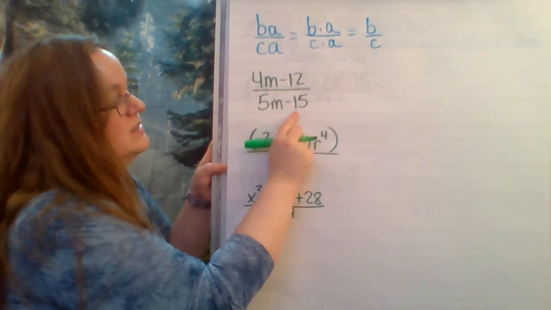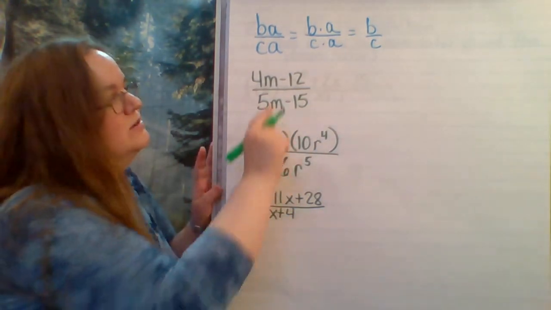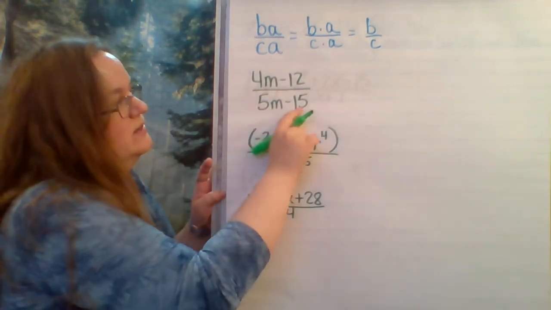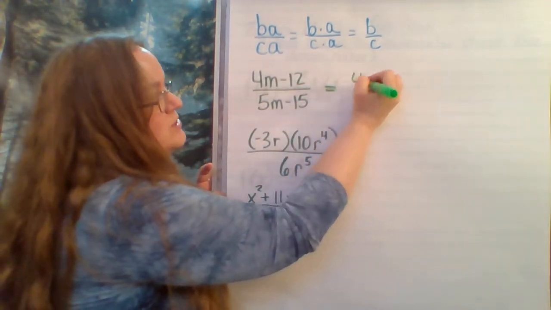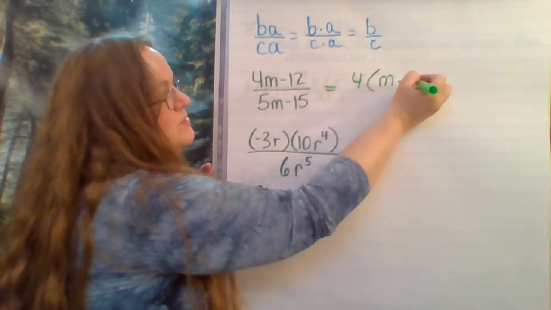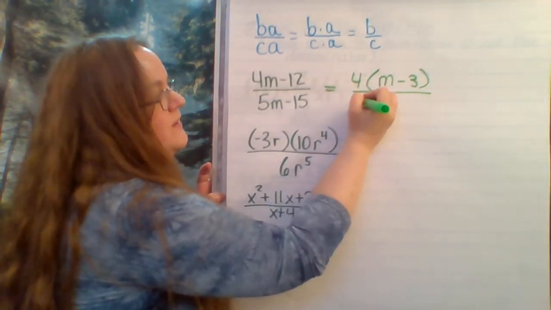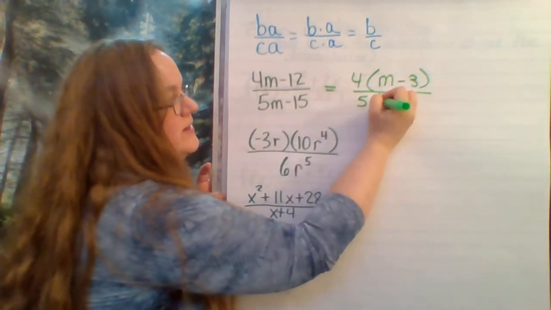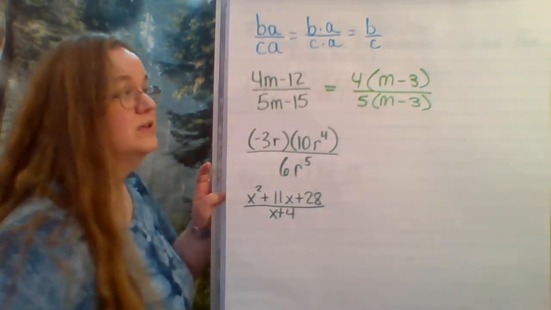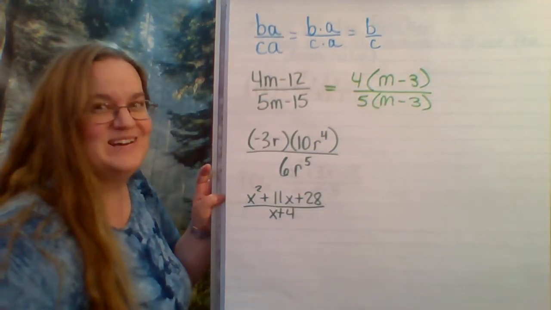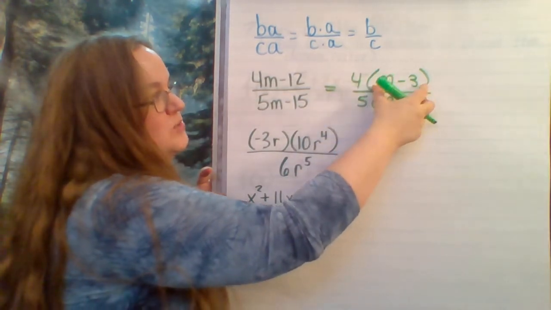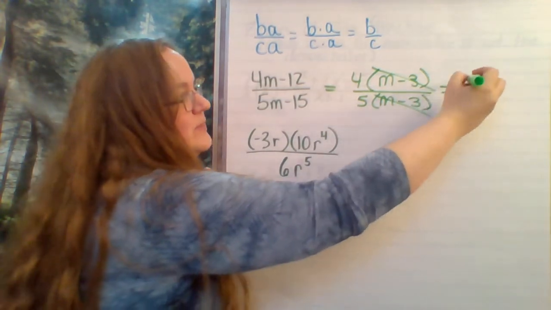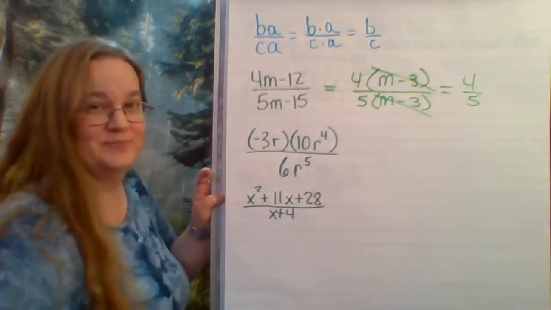If I look at this, at first glance, it may not look like it has any common factors, but I can factor that using the distributive property, and I can factor that one using the distributive property. So 4 is a common factor of the numerator, and 5 is a common factor of the denominator. Then I have a common factor of m minus 3, because it's 4 times this quantity and 5 times this quantity, which means I can get rid of that quantity, which would just be 4/5.